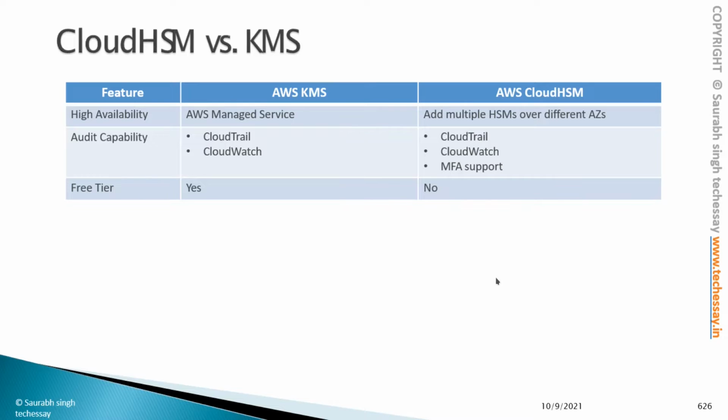And let's talk about some more differences, like high availability. Basically AWS KMS uses an AWS managed service, and AWS CloudHSM is deployed in multiple HSMs over different availability zones. And when you talk about AWS KMS, it does not support MFA, but AWS CloudHSM supports MFA. And AWS KMS comes with a free tier, whereas AWS CloudHSM does not come with a free tier. So let's move further.